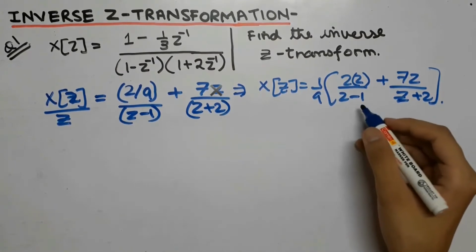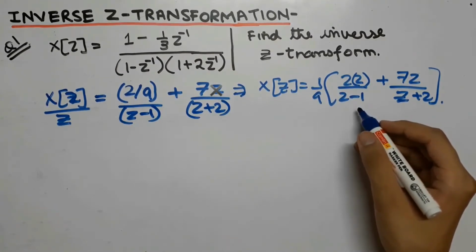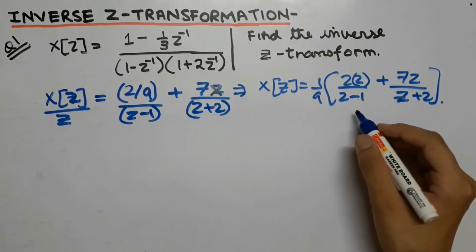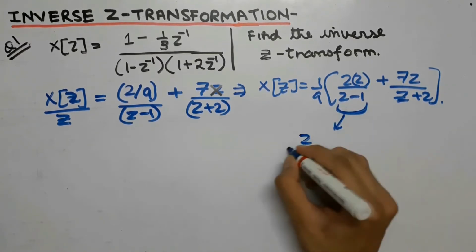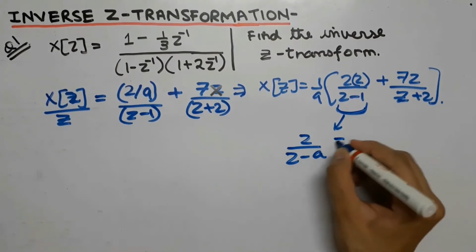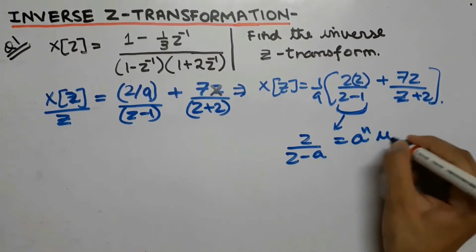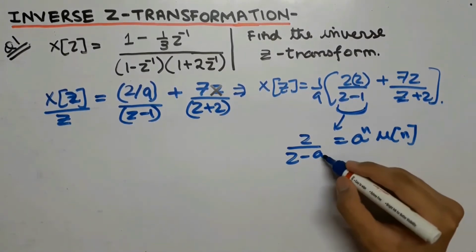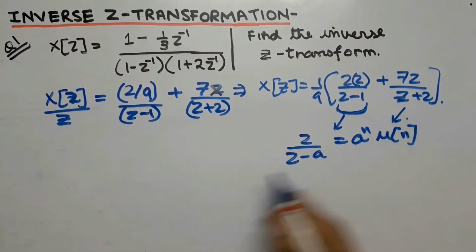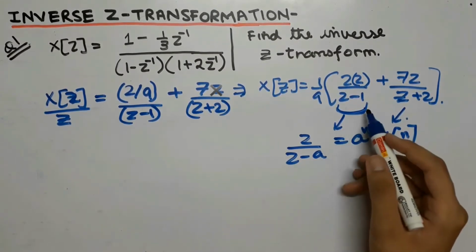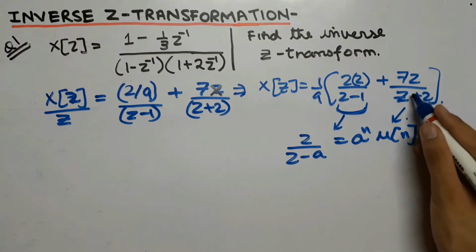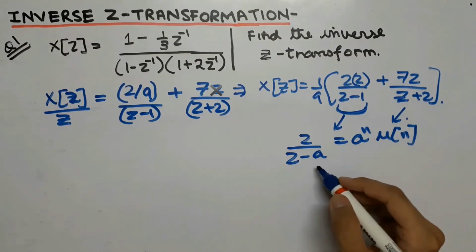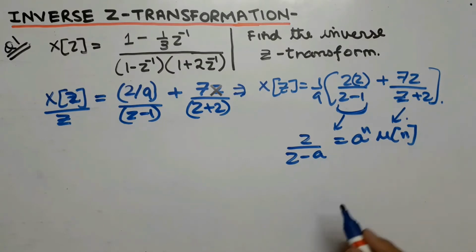Now guys, we will use the necessary inverse Z transformation formulas in order to convert this into the form of x(n). That is, over here we will use the formula z upon z minus a is equal to a to the power n u(n), and we will apply this formula over here also. Our value of a here is 1 and here it will be minus 2, because you can see that we have a positive sign over here. So in order to compensate that, we will take the value of a as minus 2.